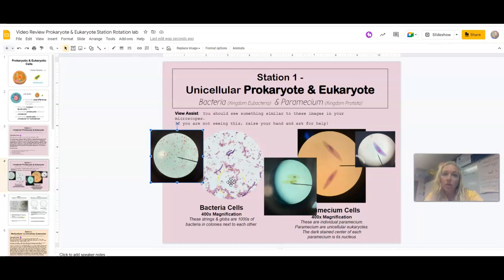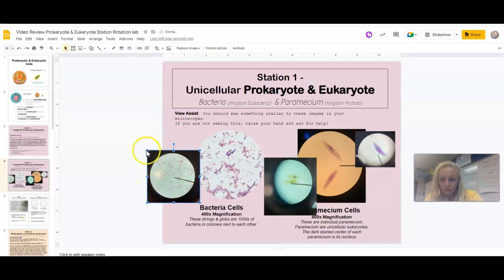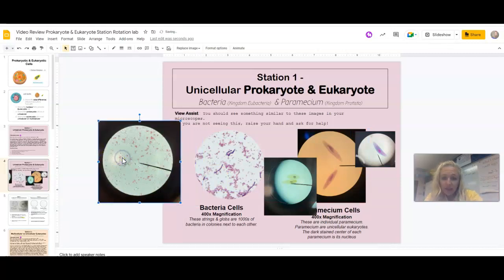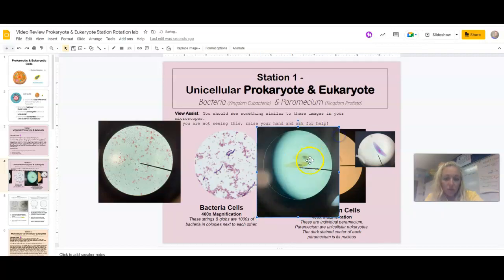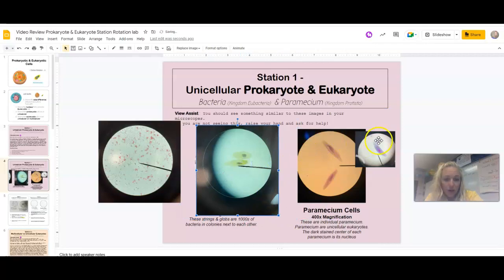They are way too small to be able to see inside of, so you can't even see what the nucleoid would be or where their DNA is. This is hundreds and hundreds of different bacteria. And when we're looking at these different cells, you can tell that here in this field of view, which is 400 times magnified, you have hundreds of bacteria. But in this same size field of view, which is also 400 times magnified, you only have one or two paramecium. These are our eukaryotes.